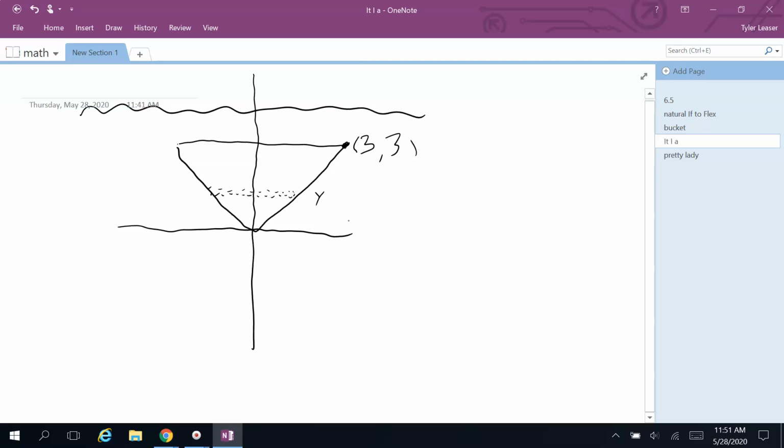The reason I put that point there is because we do need to know the equation of this diagonal line. If it's at 0, 0 and it goes to the point 3, 3, that means this line has to be the equation y equals x, just the line with the slope of 1. I promise that's an x there, not a little y.